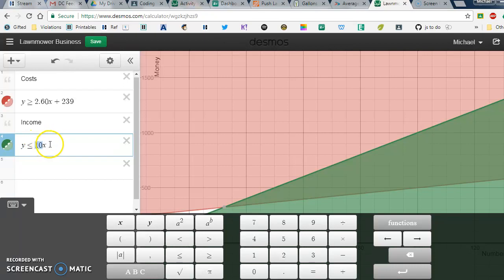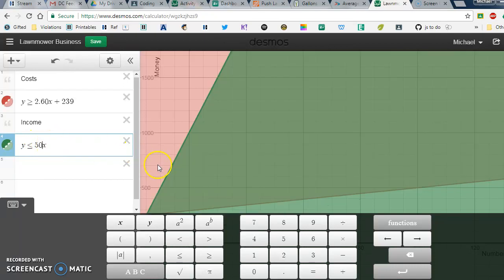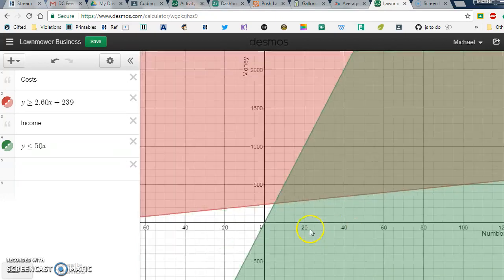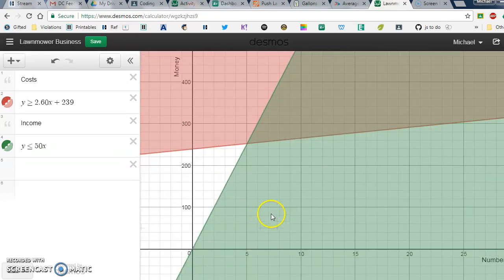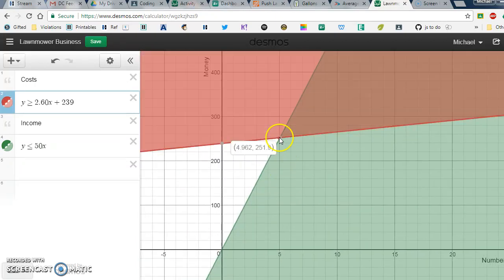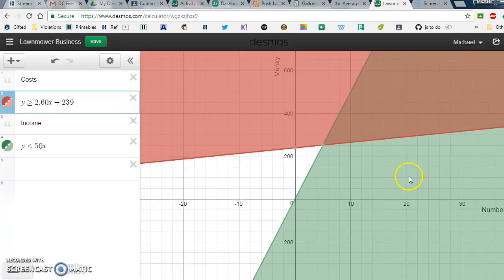And I can obviously play with this. What if I charge $50 an acre? I don't know if I'll get much business, but if that was the case, it looks like I only need to mow 5 acres to break even at that point. So you can play with that, decide for yourself what's reasonable, and hopefully you can get the hang of it. Make sure you ask if you have questions. This isn't too bad if you use the guiding sheet, which I'm going to give to you in just a second.